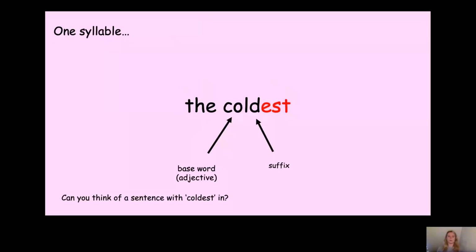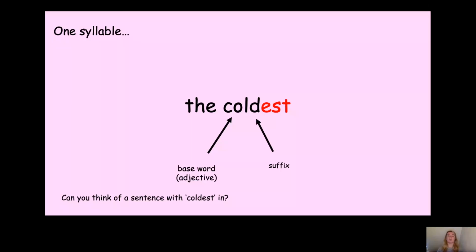Fantastic. So when a word has one syllable, what does one syllable mean? Yes, that's right. It means that there's one part of the word. So if we clap with the word cold, we only have to clap once. Listen, cold. And the same with hot. Let's try. 3, 2, 1, hot.